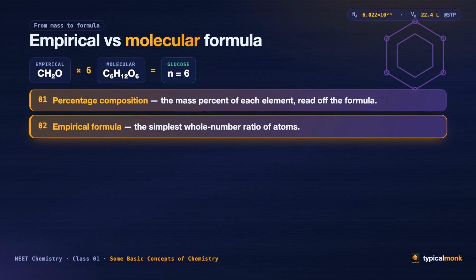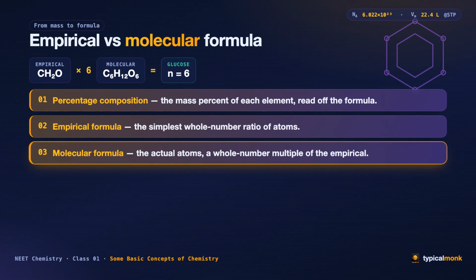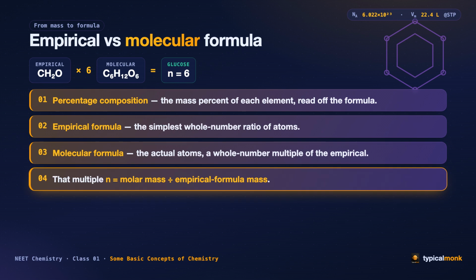Second, the empirical formula. This is the simplest whole number ratio of atoms, not the real molecule, only its skeleton, its simplest recipe. Third, the molecular formula, the actual count of atoms in one real molecule, and it is always a whole number multiple of the empirical formula. How do we find that multiple? We call it N, and N equals the molar mass divided by the empirical formula mass.